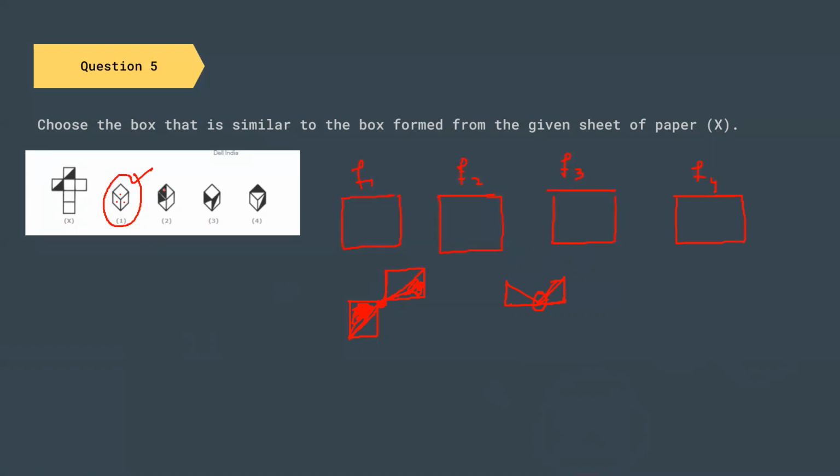So this is not possible because in here you can see that both of the triangles are sharing an edge, and this is not possible. You can see that both of the triangles can never share an edge together. So this is a wrong option. Now we go to this one.